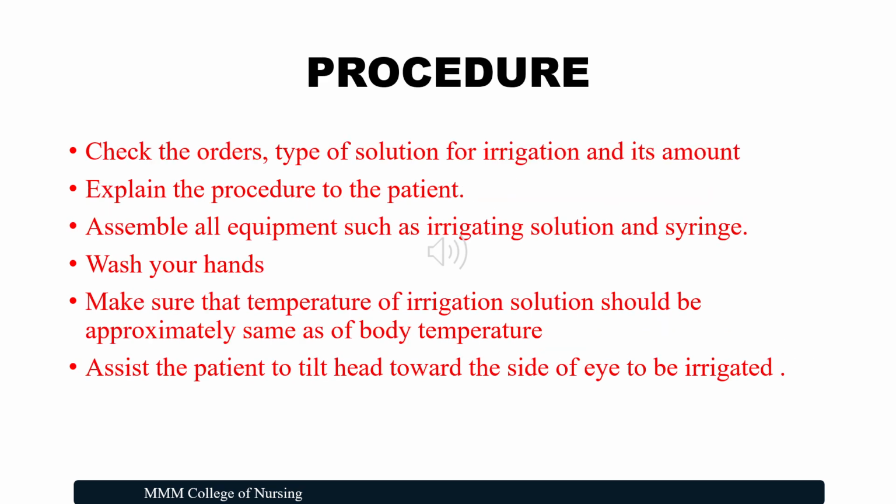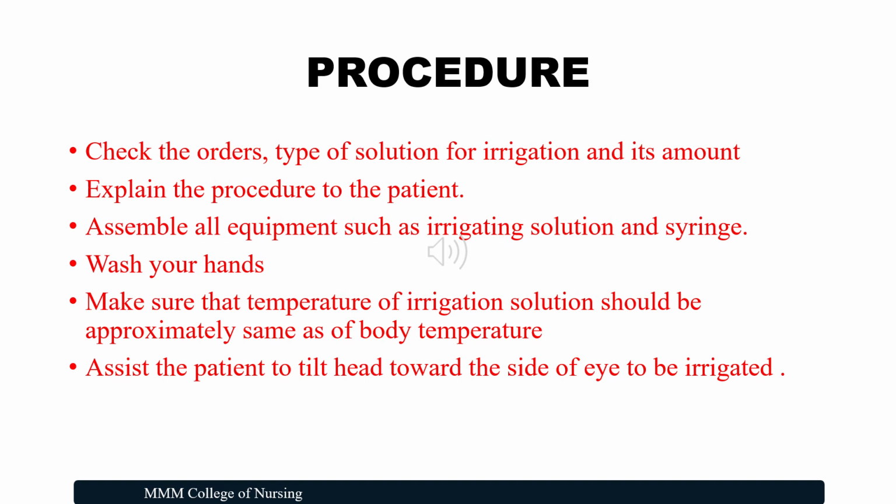So next, coming on to the procedure. The first and foremost step is to check the doctor's order and the type of solution needed for the irrigation. The amount of solution is also very important. Next, explain the procedure to the patient. Assemble all the articles required for the irrigating solution along with the irrigating syringe. Before starting your procedure, wash your hands and make sure that the temperature of the irrigating solution is approximately the same as the body temperature.